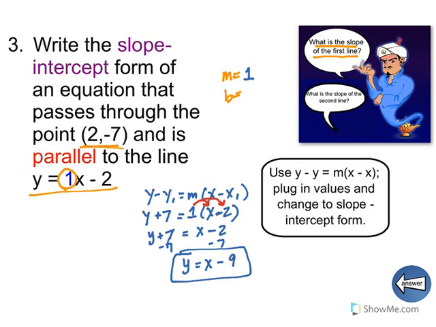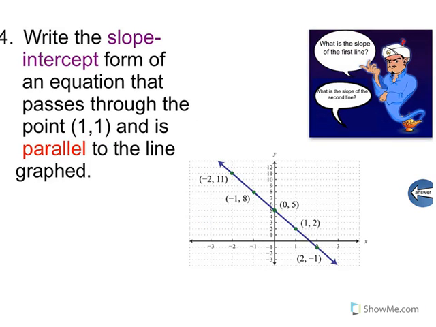You can always check the answer. Again, remember that when we're checking, the slope should be the same. So both of these lines have a slope of 1. Their y-intercepts should be different. So this has a y-intercept of negative 2. This has a y-intercept of negative 9. So we know that we're good here.